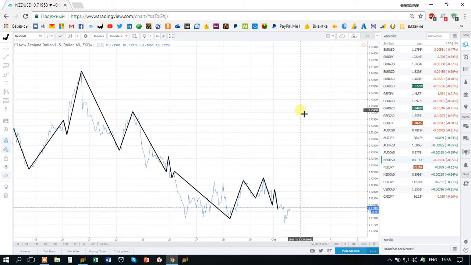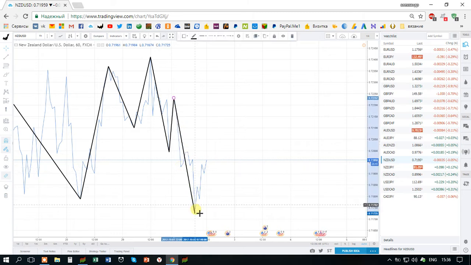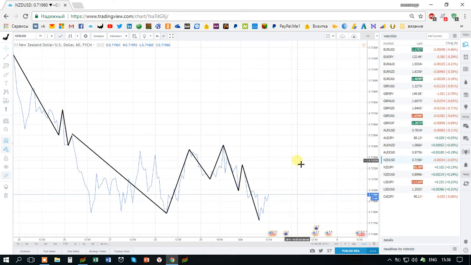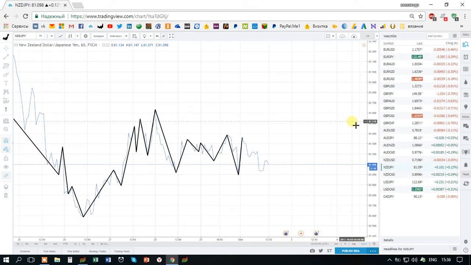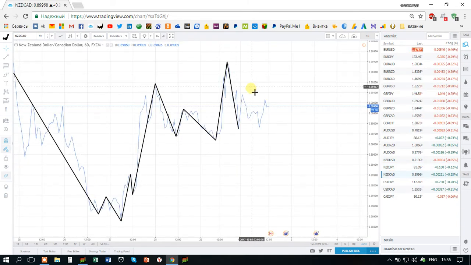New Zealand dollar. We went a bit lower, and now we didn't yet start the upswing because we didn't violate the most recent lower high. So it is still downside, no upswing has started. New Zealand yen, nothing here, no changes. New Zealand Canadian, nothing here.